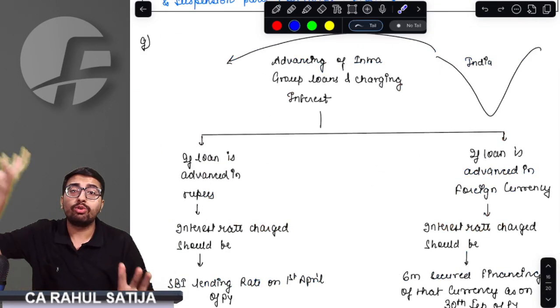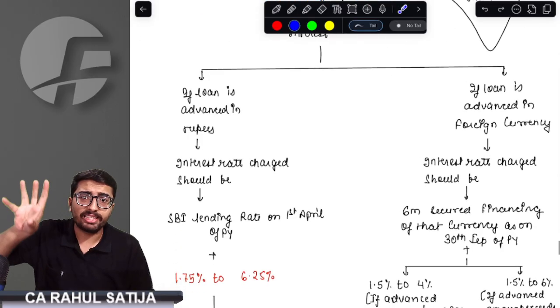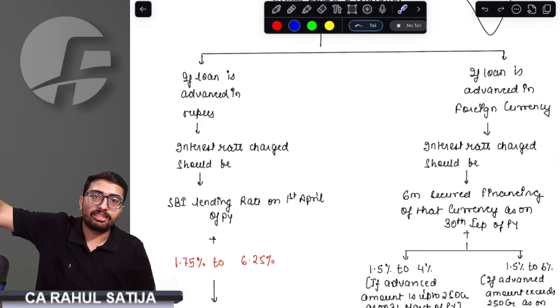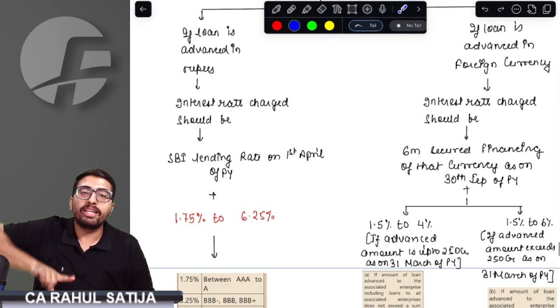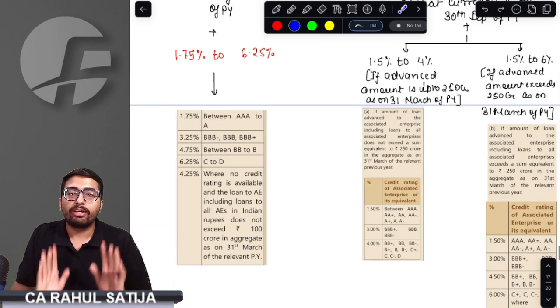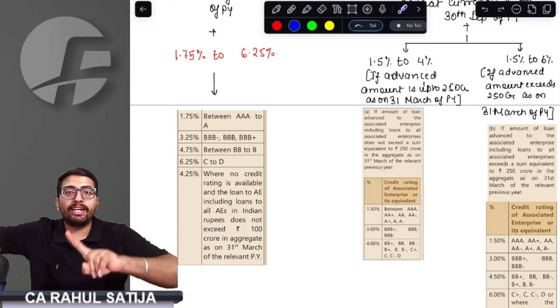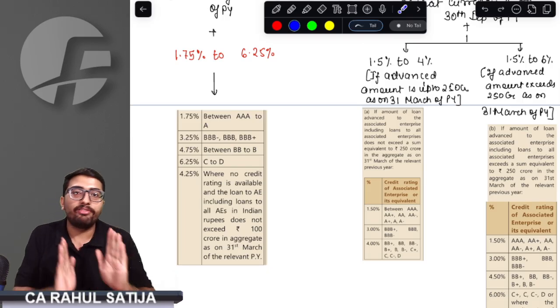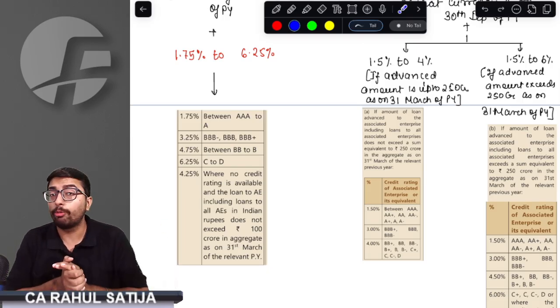If an Indian entity provides a loan to any associate, in that case, if the loan is in foreign currency, then whatever the foreign currency lending rate is as on 30th September of the previous year, add something to it. What is that something? If that foreign currency is AAA rated, AA rated, single A rated, add 1.5%. If it is triple B rated, then add 3%. If it is double B rated, then 4.5%.